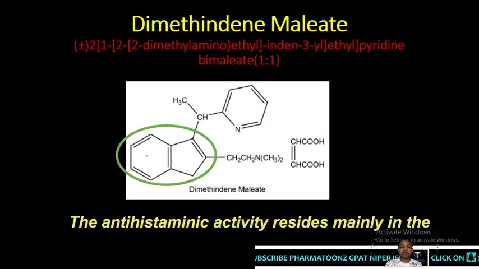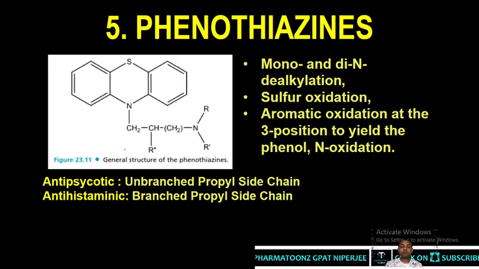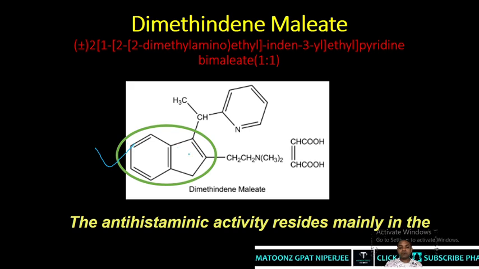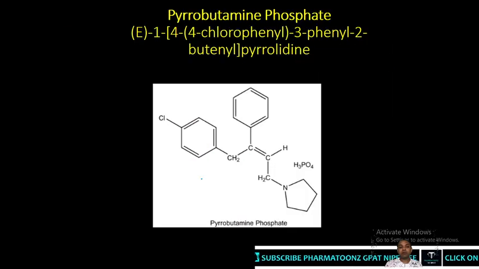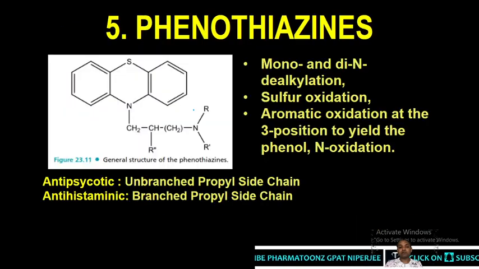This is dimethindene. Again it's an indene nucleus, and the drug name is a dimethindene derivative, where the propyl chain is a part of the ring system, attached with the amine group. So this is called a closed unsaturated propylamine derivative, where examples are dimethindene as well as phenindamine, and triprolidine and pyrrobutamine are the open chain unsaturated propylamine derivatives.